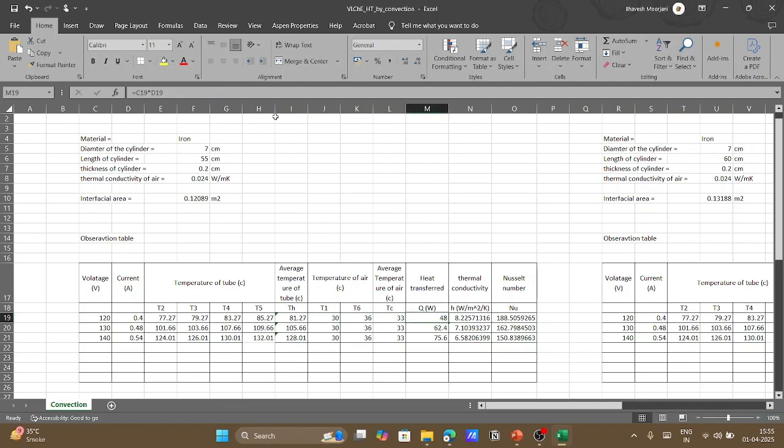Then heat transfer is given by voltage into current. So this many watts of heat is transferred. The heat transfer coefficient is Q divided by area divided by delta T. So this is the heat transfer coefficient that we are getting, and the corresponding Nusselt number. So the Nusselt number is h into L by k, right? Sorry, I said thermal conductivity, not thermal conductivity, it is the heat transfer coefficient, my mistake.